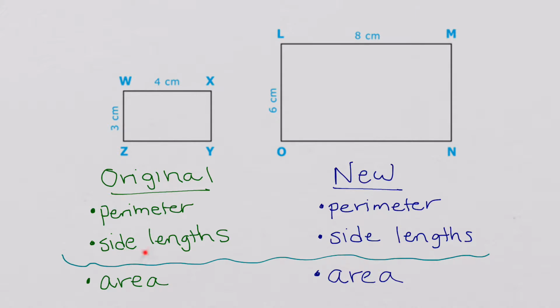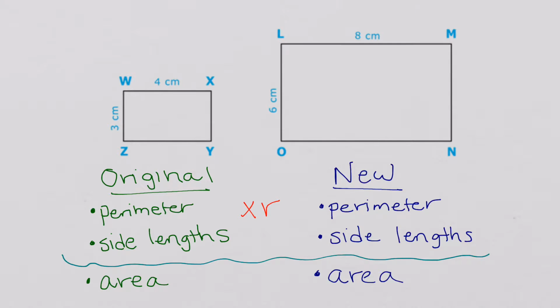Likewise, if we know one of the side lengths, we can find the corresponding side lengths by multiplying by the scale factor. So remember that if you have two similar shapes, if you multiply by the scale factor, you can get the new perimeter or the new side lengths of the shape that you want.